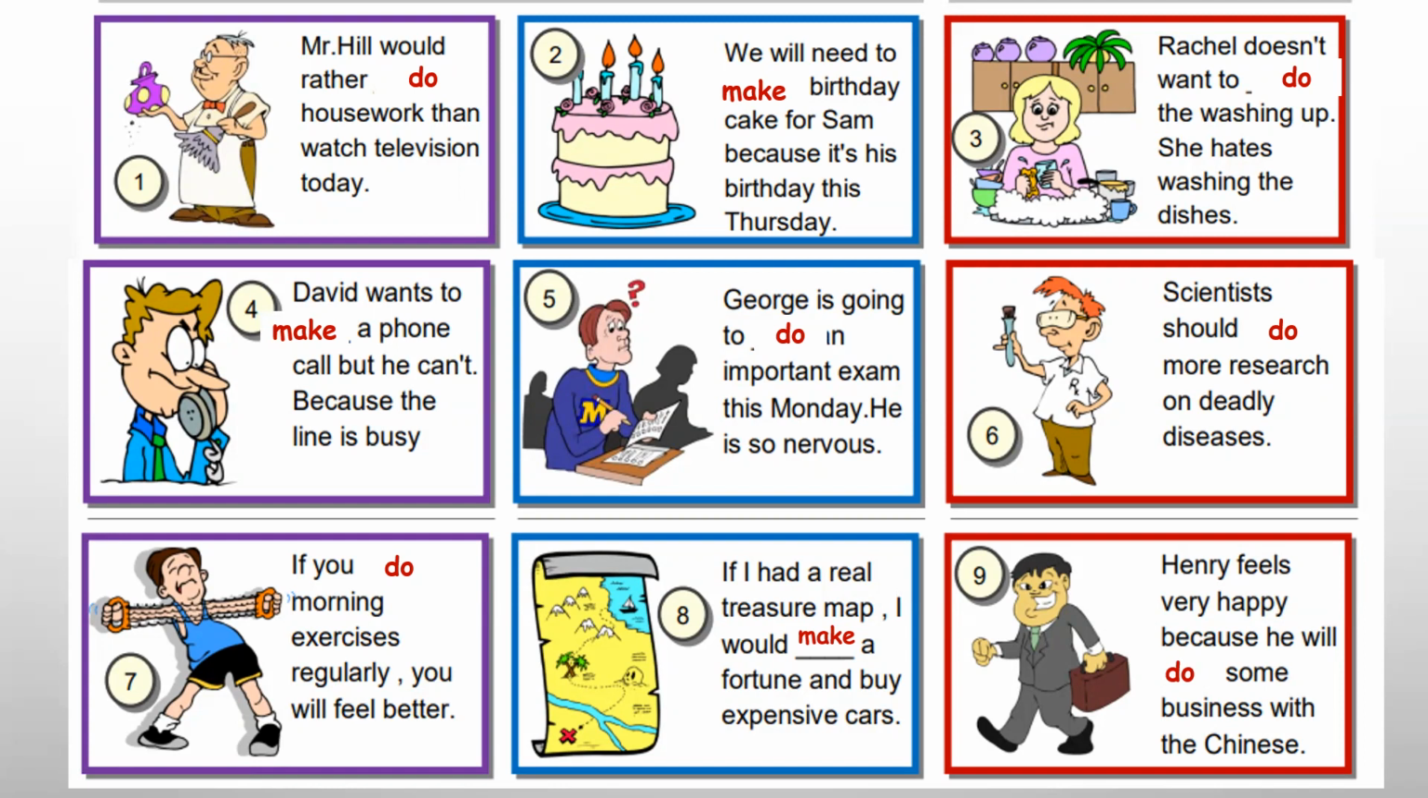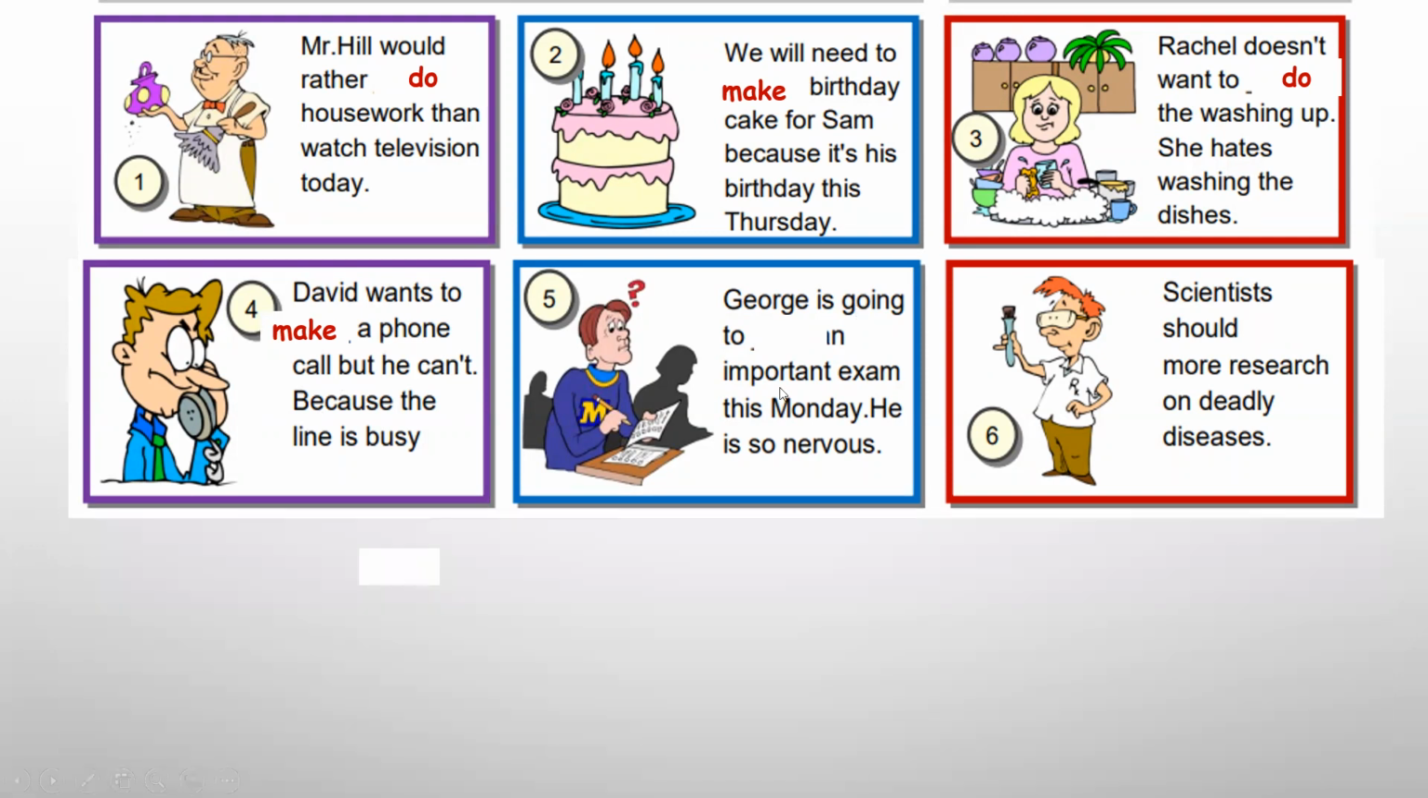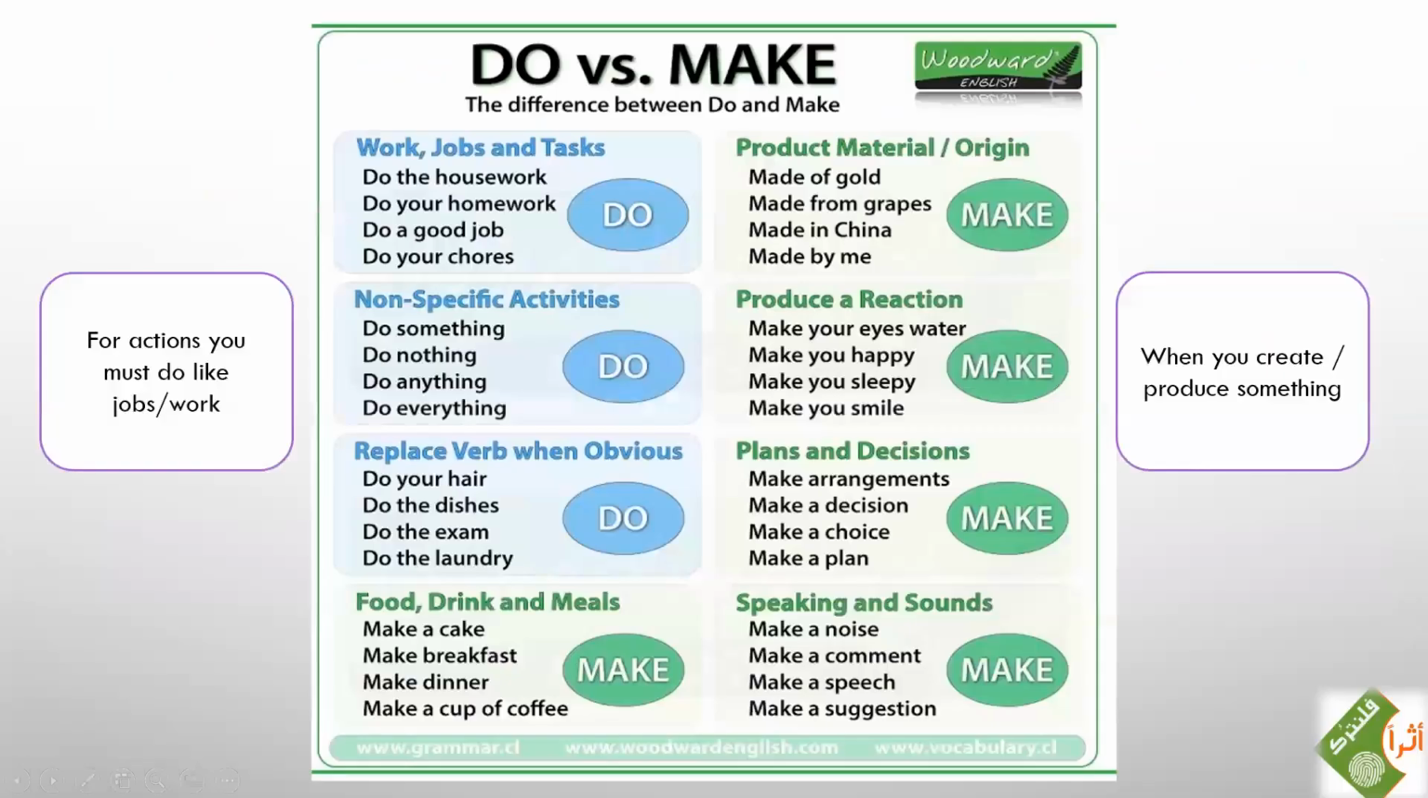Do some business. So back to the rule that I told you about. Just a minute. Back to the rule. Look at this one. Do a business. It's for jobs or work. Just remember this, and then you will try to answer this quickly. But make is something different. Make is easier. Make is something that you create or produce by yourself, and with food and drinks.